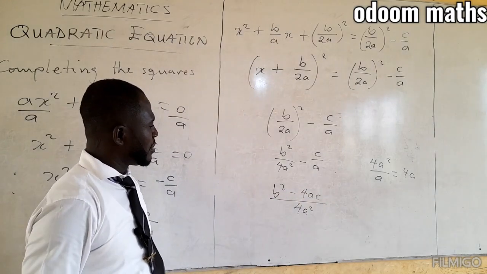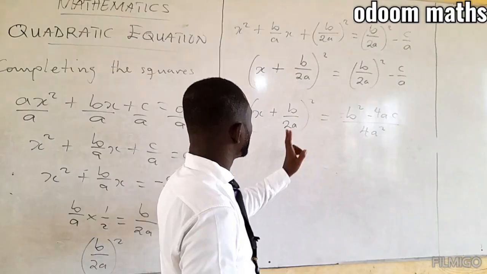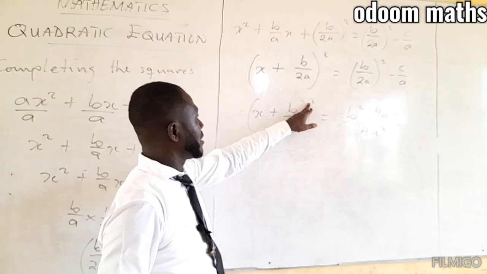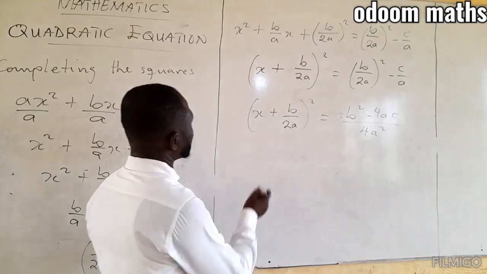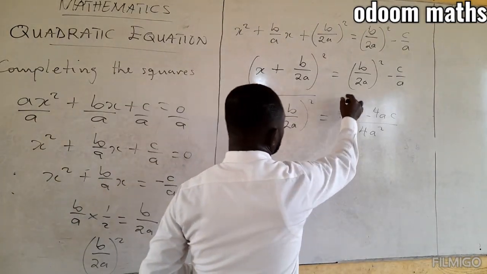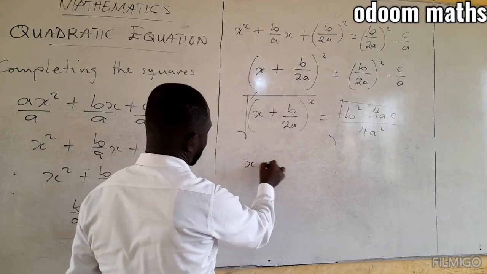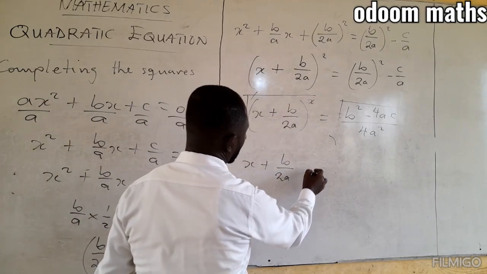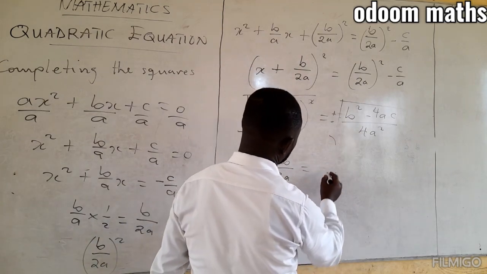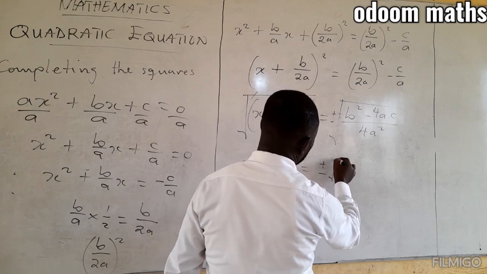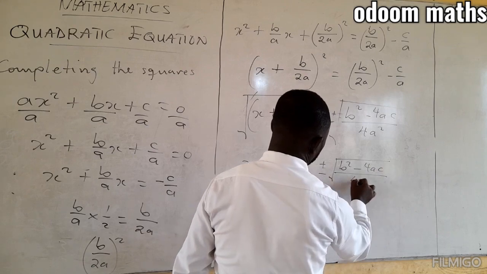Okay. Now, where we are here, we need to remove this square here. So just like putting square roots on both sides. So square roots here, and then square roots also here. So this will take care of this one. So we have x plus b over 2a, which is equal to, let me bring my plus and minus. So that is going to give me plus and minus square root of b squared minus 4ac all over 4a squared.